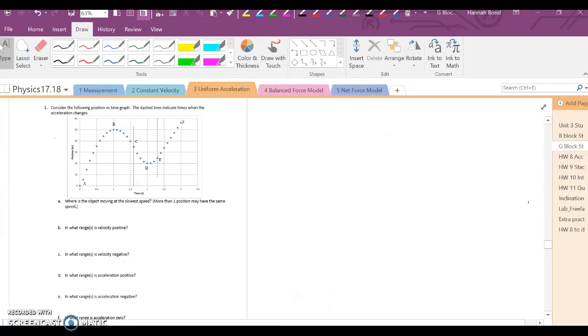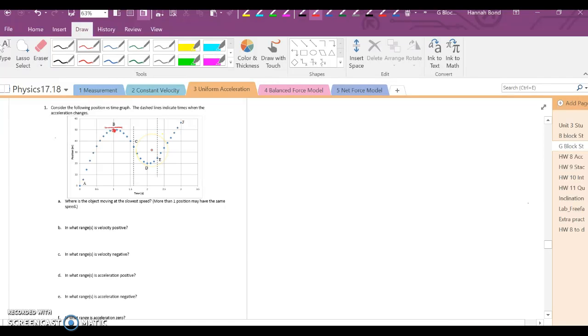Okay, let's work problem 1 on page 20 of the student packet. So we're looking here at a position versus time graph. And the first question is, where is the object moving at the slowest speed? So to find something that's moving at a slow speed, you want to look for a tangent that is horizontal. And as I follow this curve, the first place I find where the tangent to the curve would be horizontal is at point B.